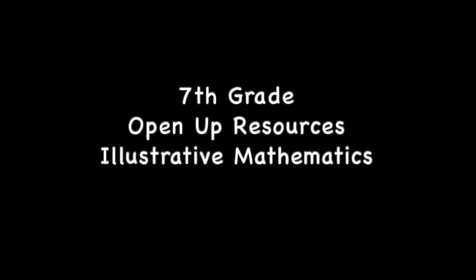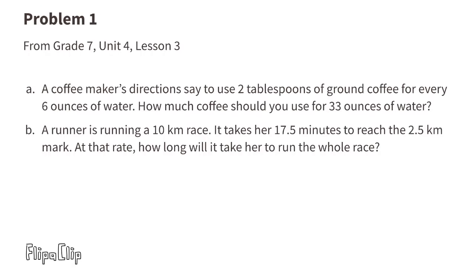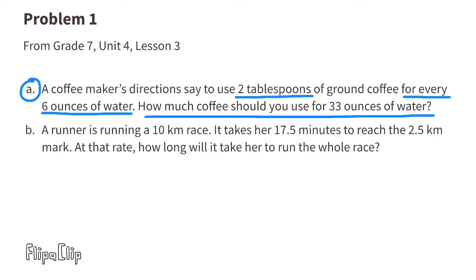Seventh grade Open Up Resources Illustrative Mathematics, Unit 5, Lesson 13, Expressions with Rational Numbers. Problem number 1 from 7th grade Unit 4, Lesson 3. A coffee maker's directions say to use 2 tablespoons of ground coffee for every 6 ounces of water. How much coffee should you use for 33 ounces of water?